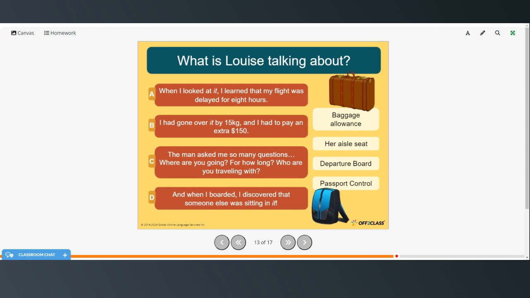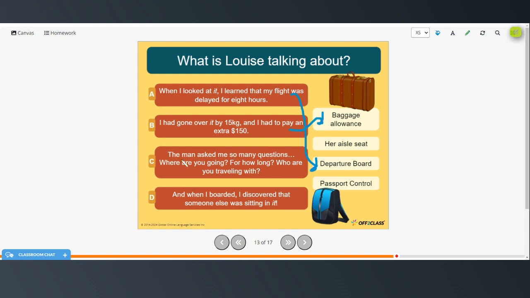So now, what is Louise talking about? Here, you'll read the sentence and then choose which item you think she's talking about. So when I looked at it, I learned that my flight was delayed for 8 hours. Well, she's probably talking about the departure board. I had gone over it by 15 kilos and I had to pay an extra $150. Well, that's the baggage allowance.